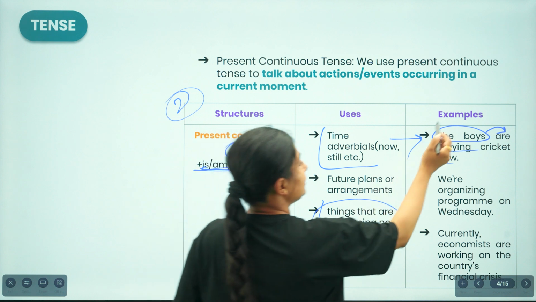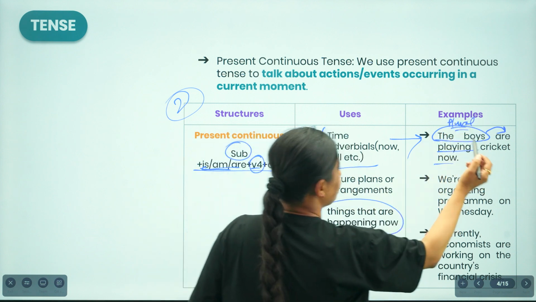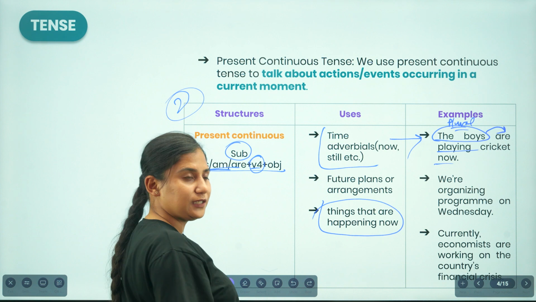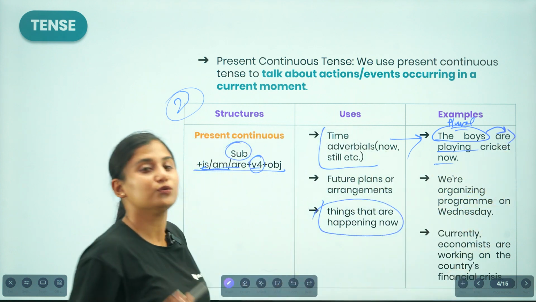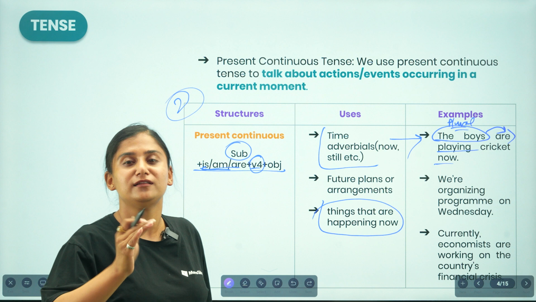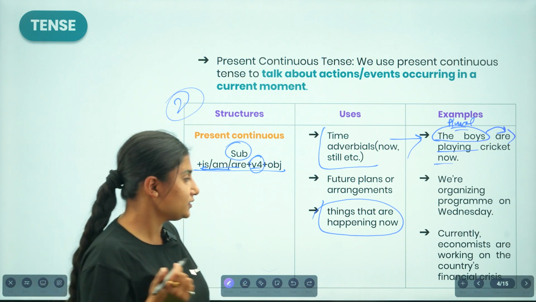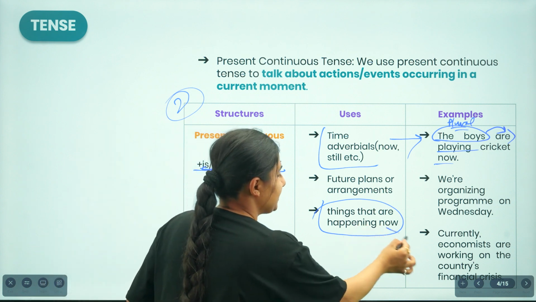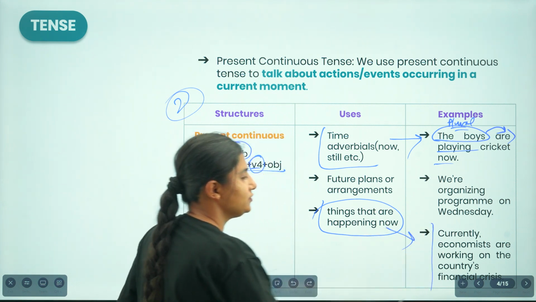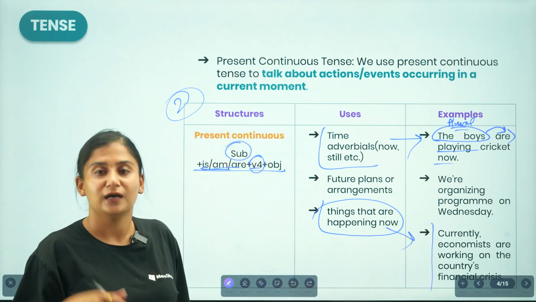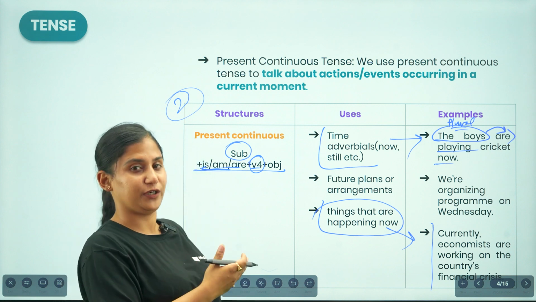Here, the boys is in a plural form, the subject is plural, and for that particular reason I chose the auxiliary verb are. The thing is, you should align the subject and the verb whenever you are creating a sentence. Okay, so now talking about something happening now, you can also relate this example, or you can also say, currently I am listening to an English lecture.